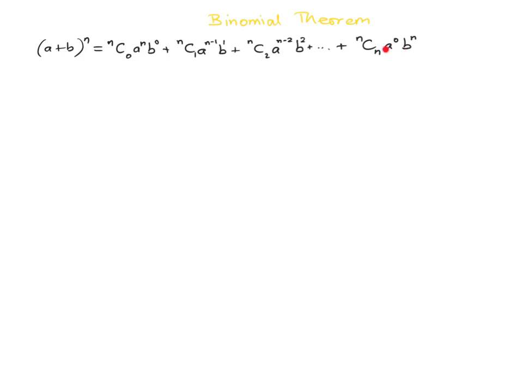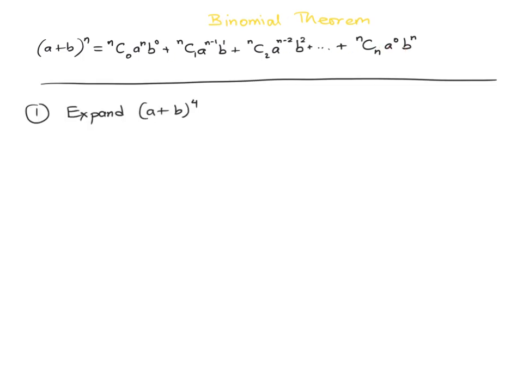So this formula here is called the binomial theorem. Now the theorem does look a little intimidating, but it's actually a relatively straightforward concept, although some of the problems might get complicated. So we're going to do an example where we expand out a plus b to the fourth, and I'm going to show you how to utilize that theorem.